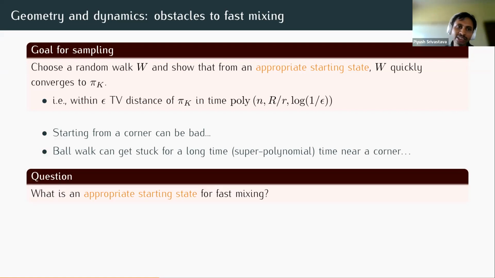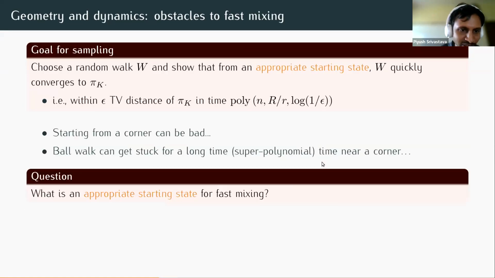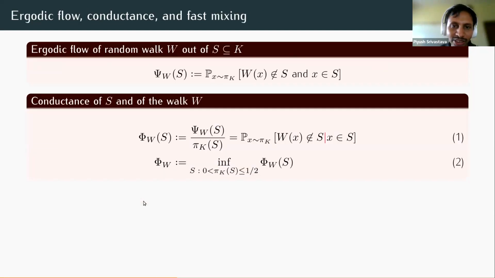As I said, starting from some starting states can be bad. One example, maybe I'll do a picture. We'll see a picture slightly later. This ball walk, for example, can get stuck for a very long time if it's very close to a corner. So the same corner thing. I'll show a picture of that later. And so the question is, what is an appropriate notion of fast mixing? That's the thing we want to answer.